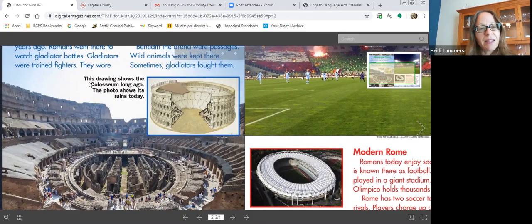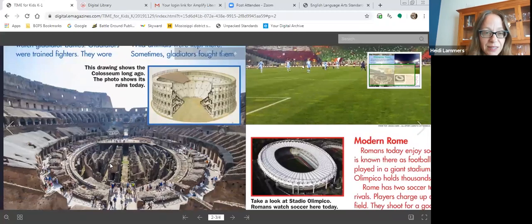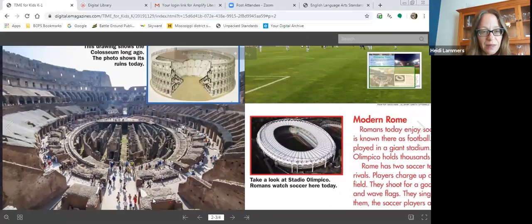Ready? Read with me. This drawing shows the Colosseum long ago. The photo shows its ruins today. So part of it has been ruined, and this is what it looked like a long time ago. Do you see the passages? Do you remember what's down there? They put wild animals down there. And then here you can see almost like a stage where they would have covered that up. And there are the people walking in to see what it looks like.